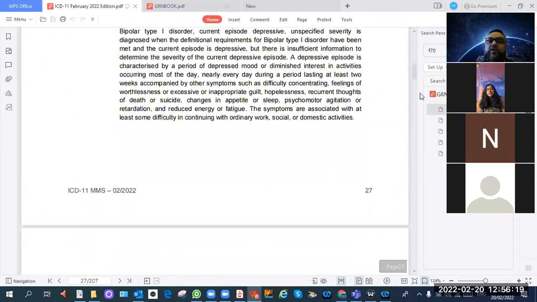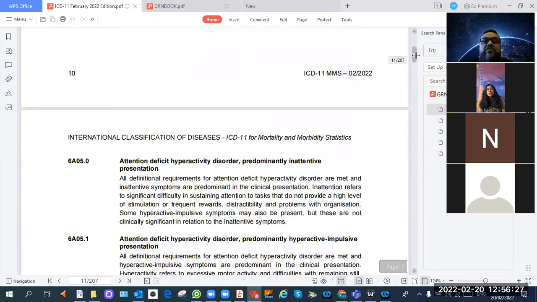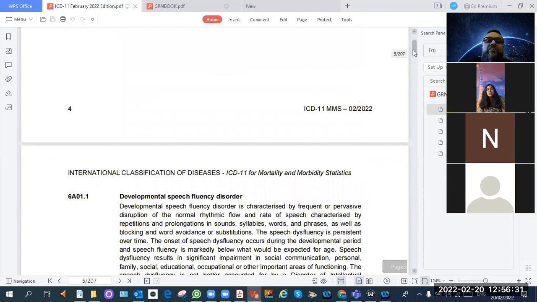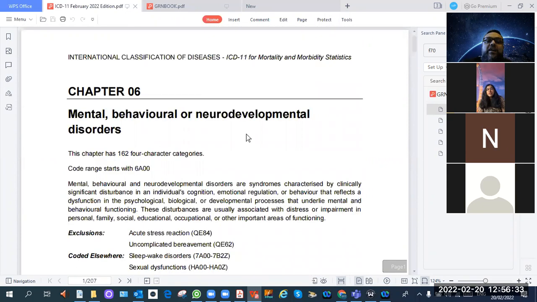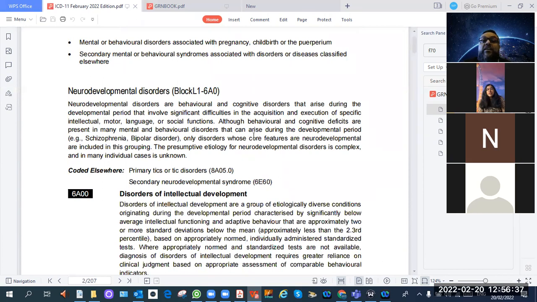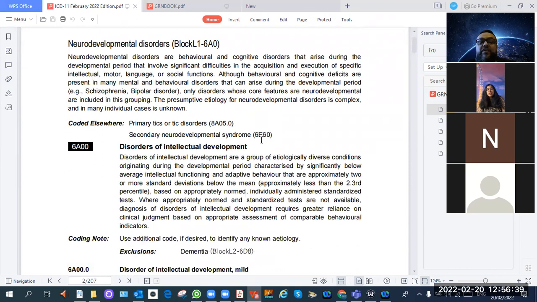Okay, so I think it was in the beginning, so we are on the 27th page. Okay, so let's go to the beginning, and I think Dr. Naseem asked something about exclusion. So exclusion is generally about any disorder that we should not bring another disorder in the same category.